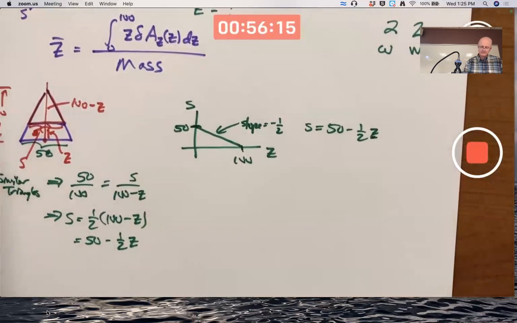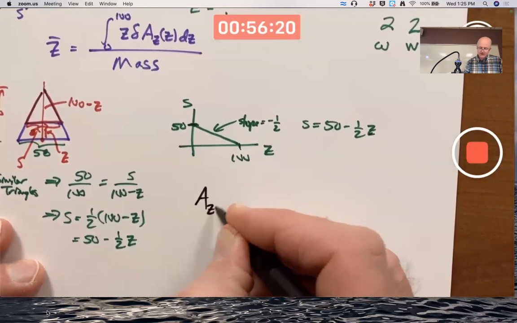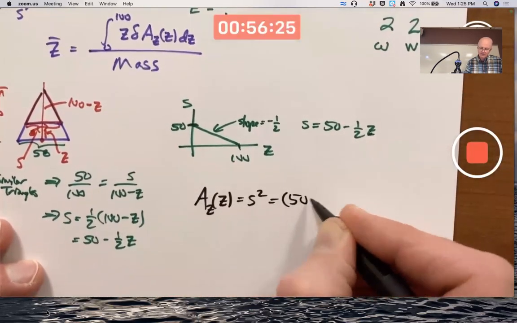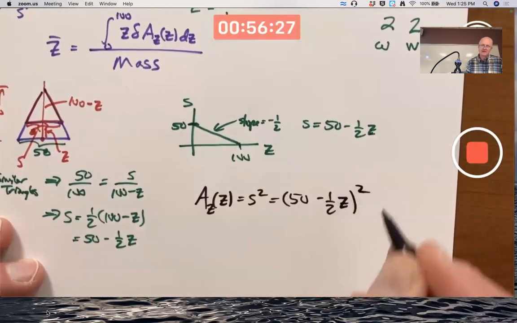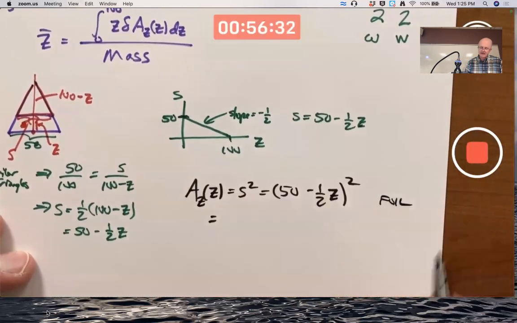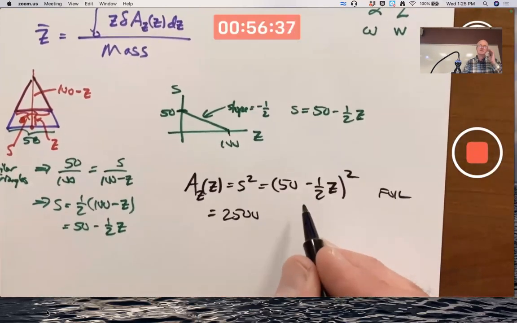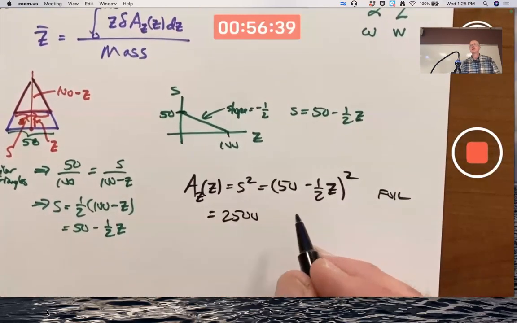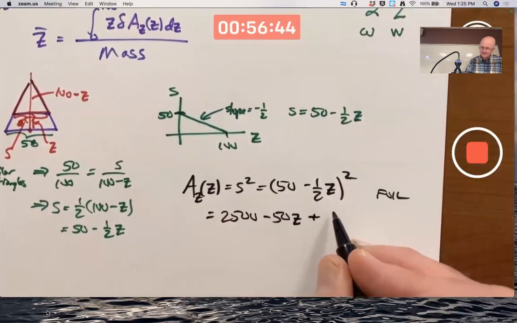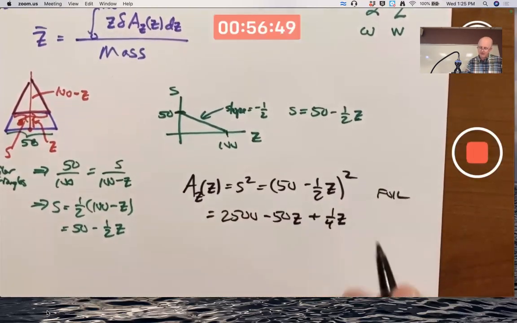Therefore, the cross-sectional area function is S squared, which is (50 minus 1/2 Z) squared. I'm going to square that in my head by FOIL. In my head, 50 times 50 is 2,500. Outside times outside is going to be negative 25Z. Also inside times inside will be negative 25Z. And then last times last will be 1/2 Z squared, which is 1/4 Z squared.